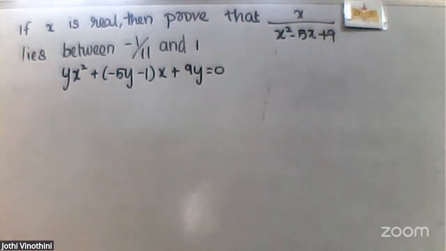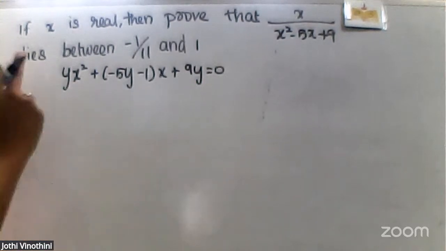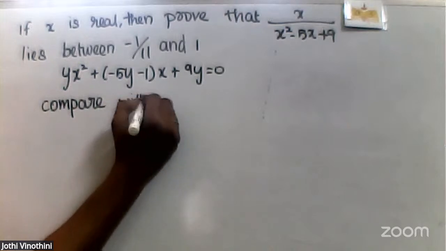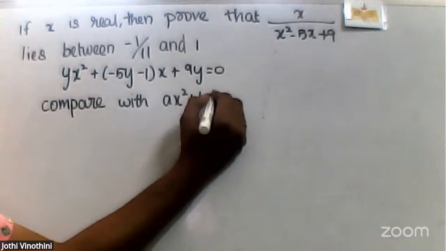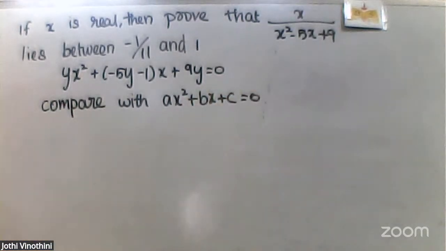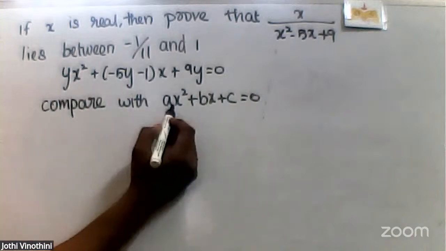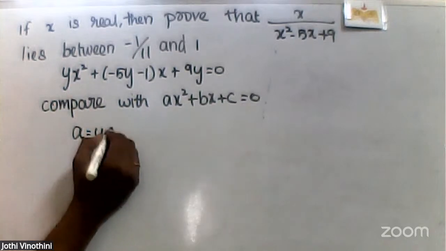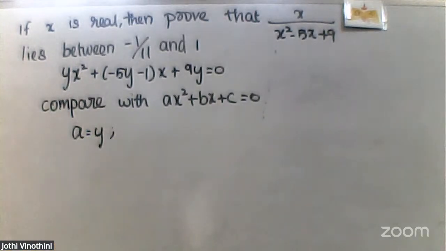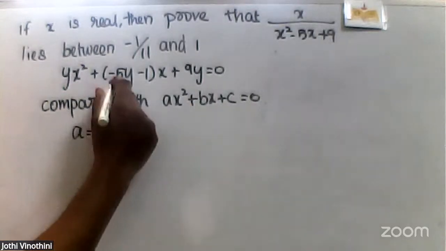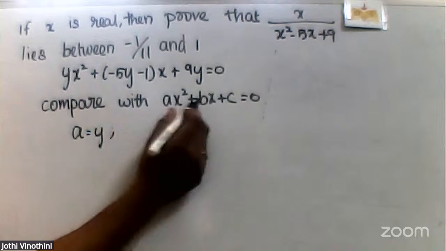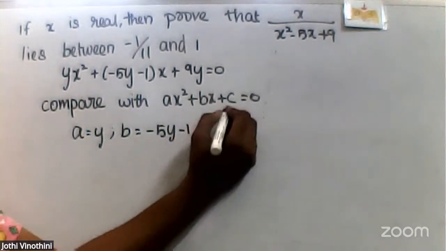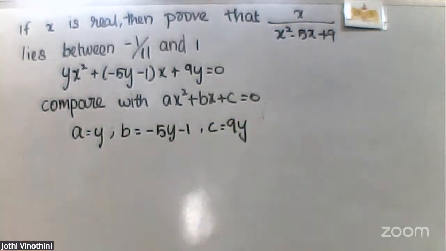So what I am going to do now is compare this equation with the standard equation ax squared plus bx plus c equals 0. While comparing these two, a is the coefficient of x squared. So who is the coefficient of x squared here? y. So a equals y. Comparing the coefficient of x, b equals minus 5y minus 1. And c is the constant, so c equals 9y.